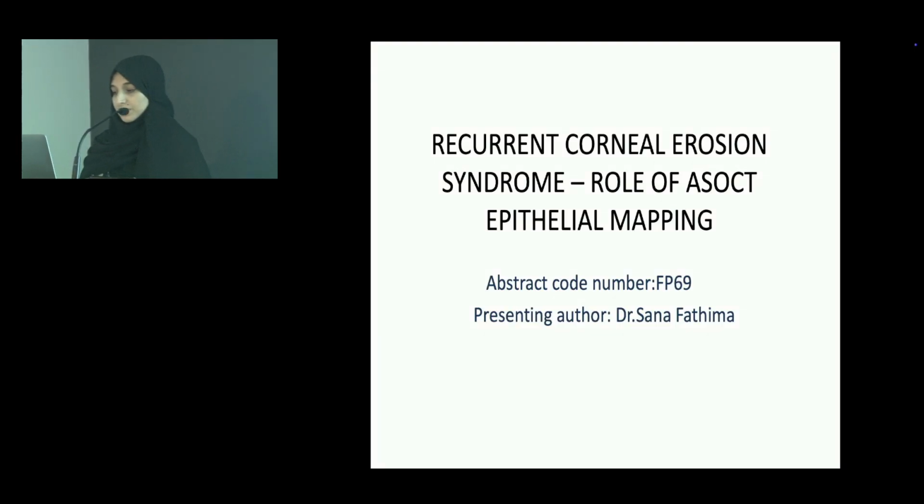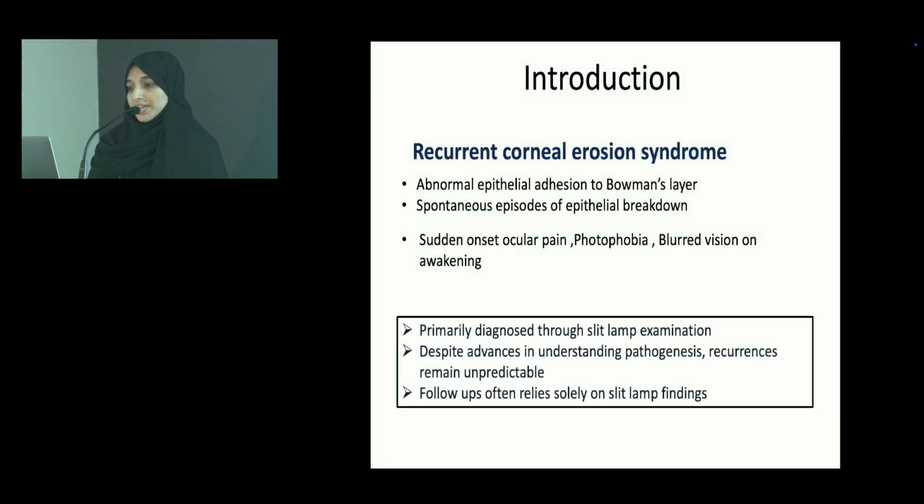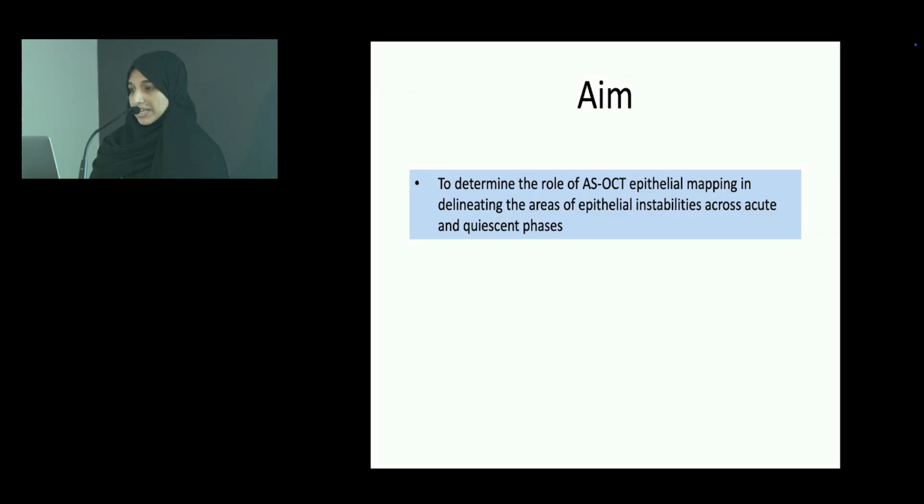Good afternoon, all. So my free paper title is Recurrent Corneal Erosion Syndrome, the role of ASOCT epithelial mapping. RCE is a condition characterized by abnormal epithelial adhesion to the Bowman's layer, causing spontaneous episodes of epithelial breakdown, with sudden onset ocular pain, photophobia, and blurred vision on awakening. It is primarily diagnosed through slit lamp examination, and despite advances in understanding the pathogenesis, recurrences remain unpredictable, and follow-ups often rely solely on clinical examination.